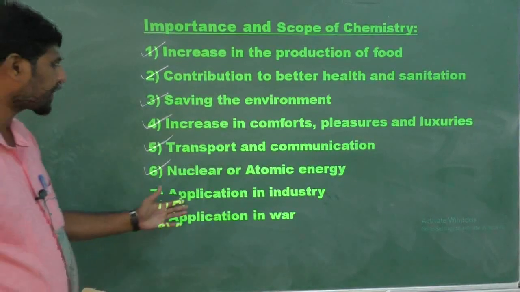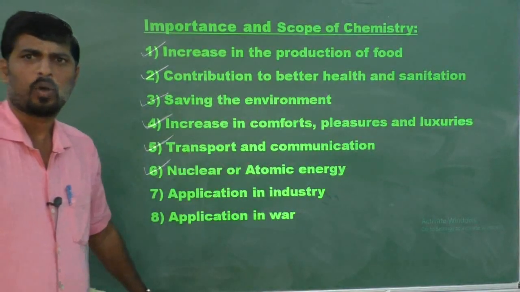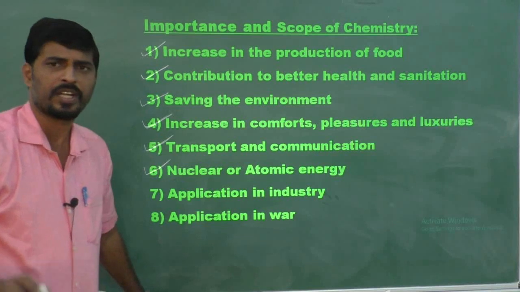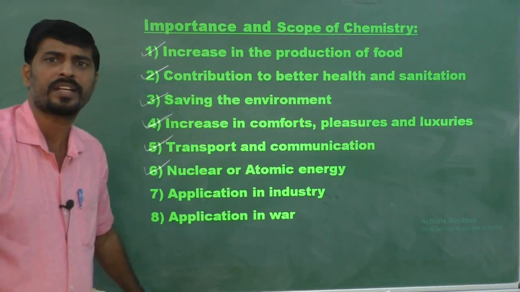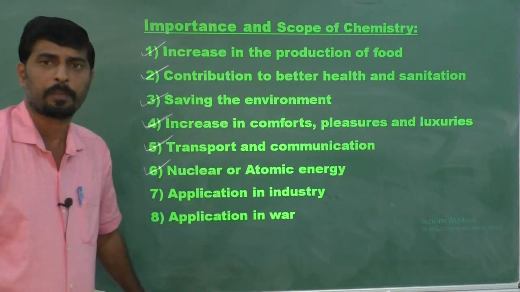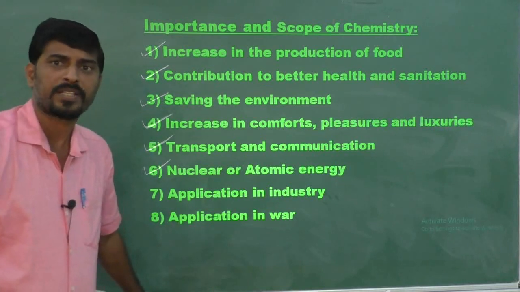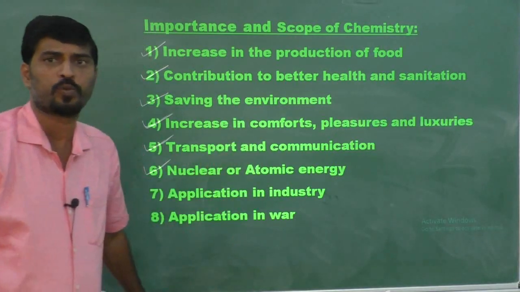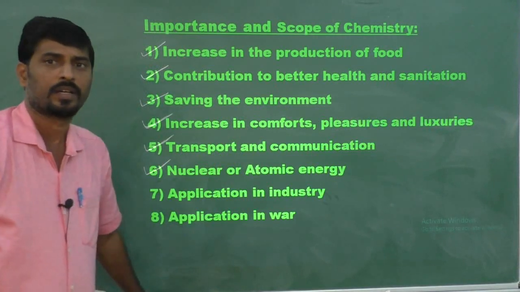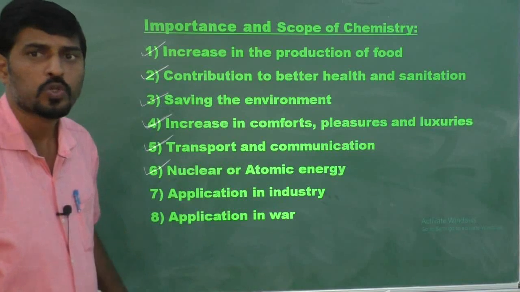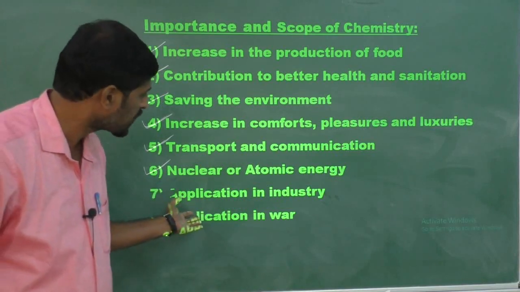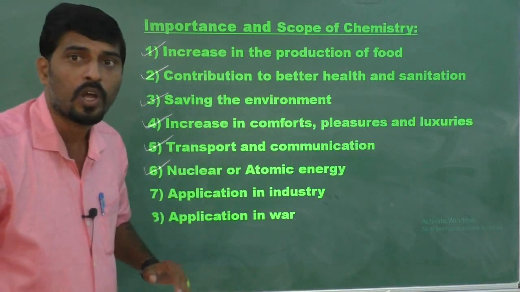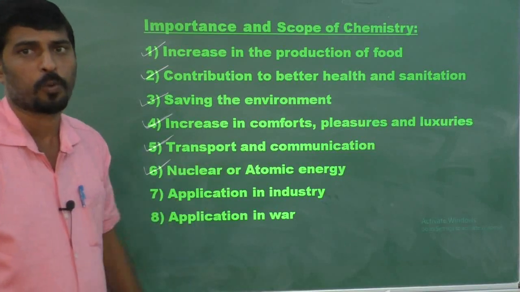Next, application in industry. We know that all the industries, glass, textile, cement and drug industries, all these industries are based on chemistry. That means the raw materials are required, and based on chemistry principles, you use that raw material and convert it into a useful product, and the useful product is sold in the market, so that chemistry helps to construct an industry, and it gives job opportunities to human beings.